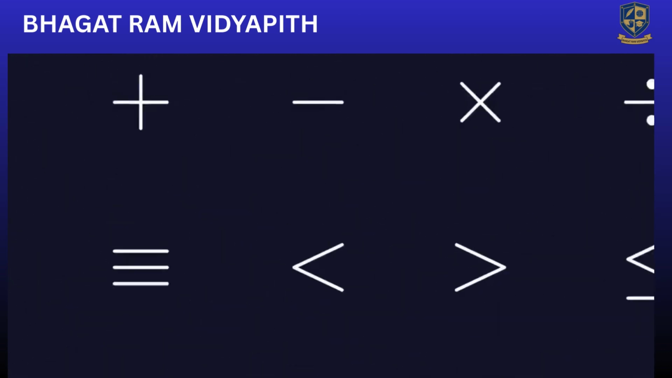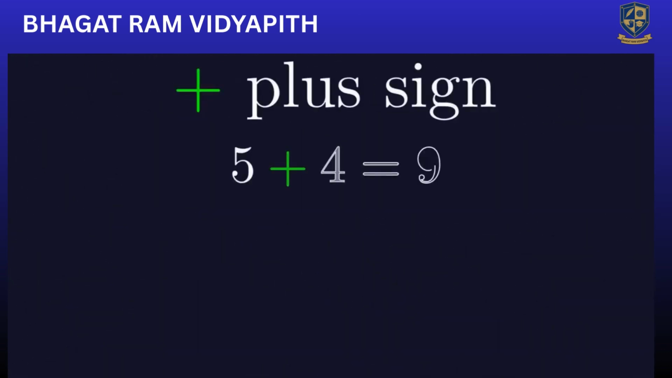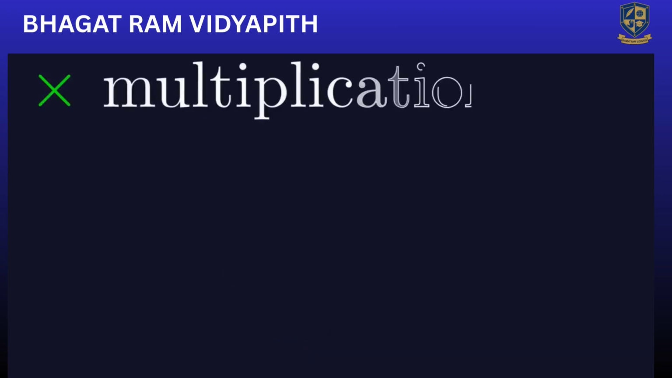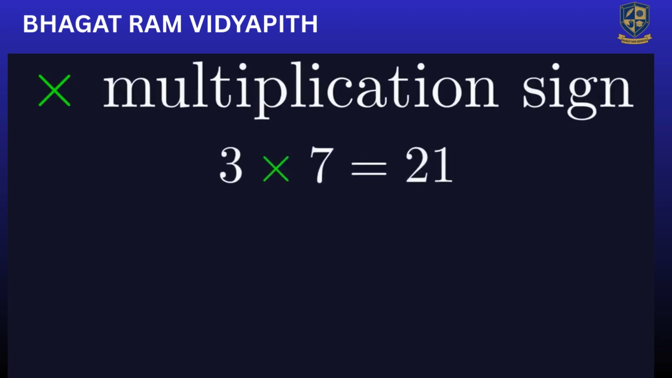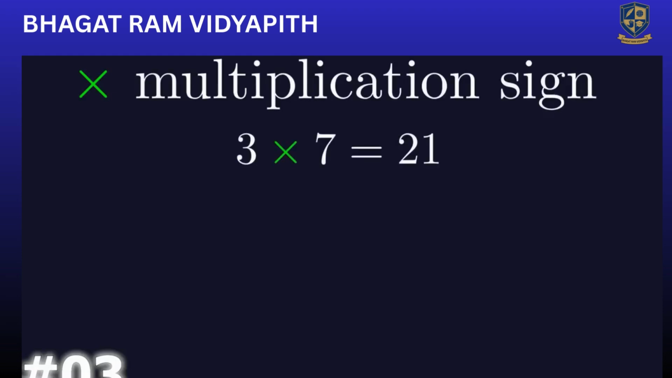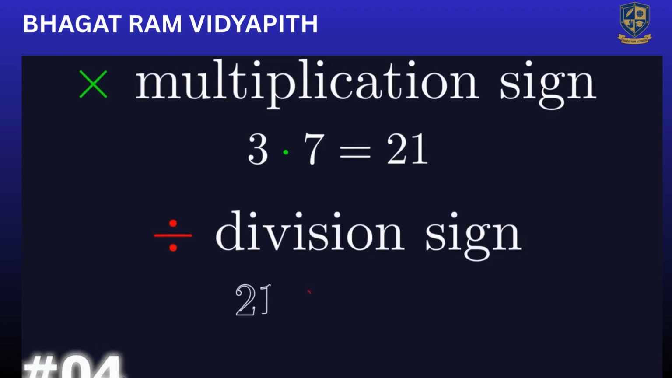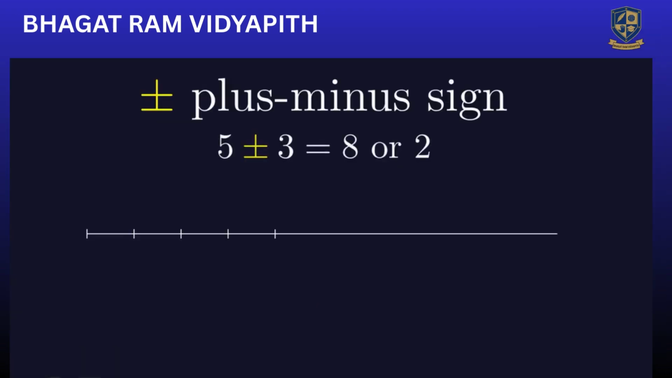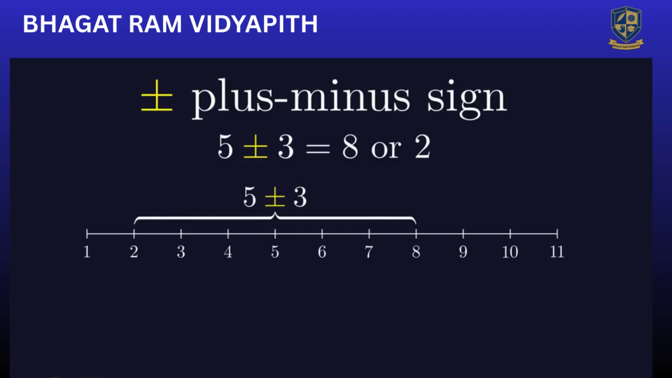Starting with the most basic symbols, the plus sign is universally recognized as the symbol for addition. Minus sign, which is essentially the opposite of the plus sign, represents subtraction. But it can also denote negative numbers. Multiplication sign is used to denote the operation of multiplying two numbers together and can also be represented as a dot. Division sign signifies division, the opposite of multiplication. It can sometimes be written as a slash.